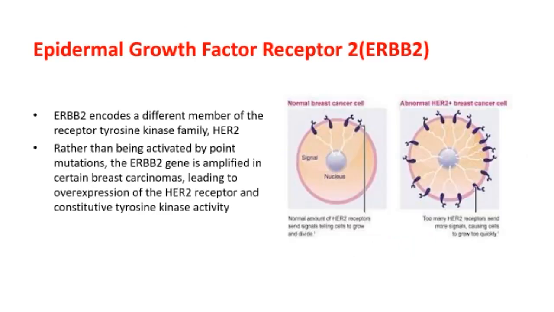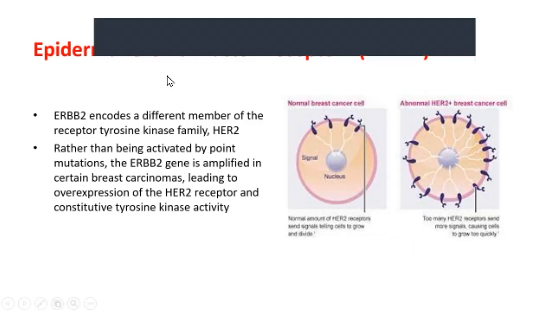Then we have another one, epidermal growth factor receptor 2, usually called HER2. In this case, as shown here, normal breast cells will usually have, for example, a few epidermal growth factor receptors. But abnormal HER2 positive breast cancers will express so many HER2 proteins that the cell becomes more sensitive to the growth factors that are present externally. This makes the cells proliferate.